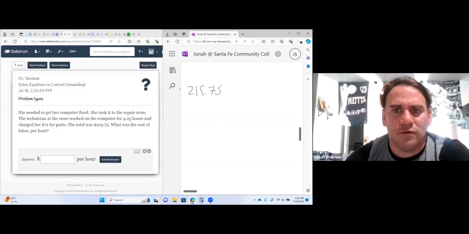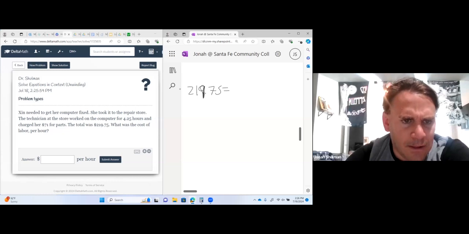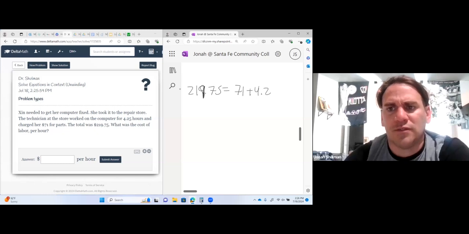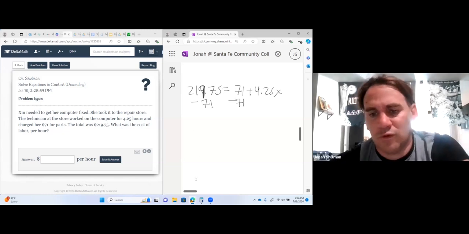219.75 equals $71 for parts plus 4.25x. We just minus the 71 from both sides. And whatever we get, we're going to divide it by 4.25.